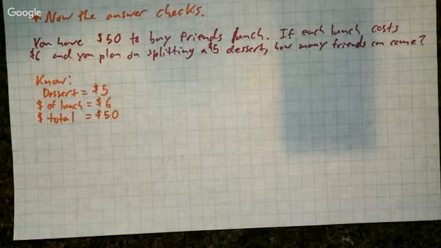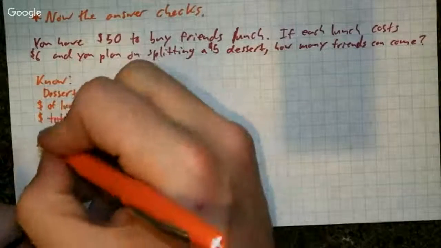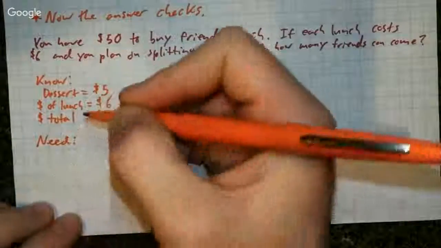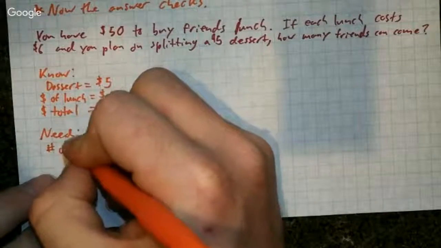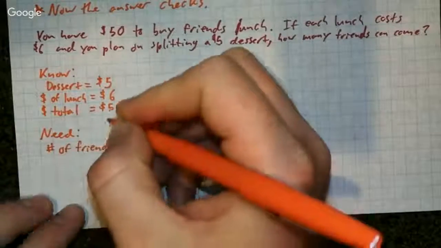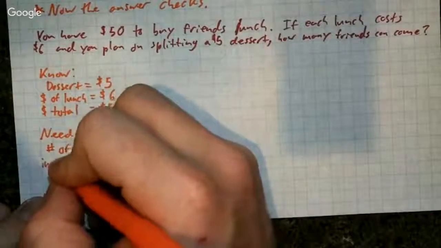Now there's two things we're going to need. What is it that we do need? We need how many friends we can bring, and we need the inequality sign.